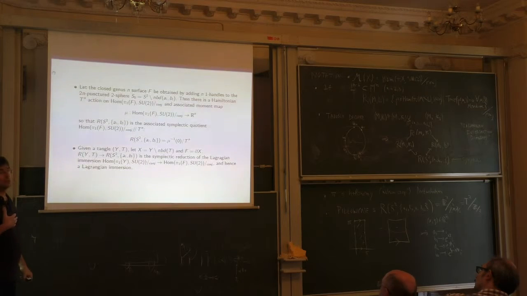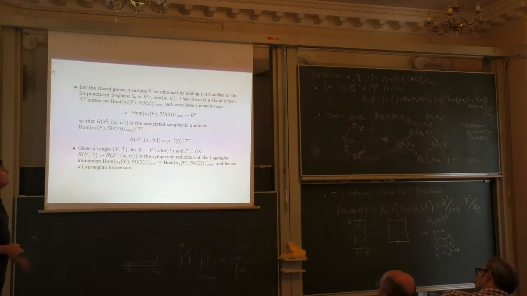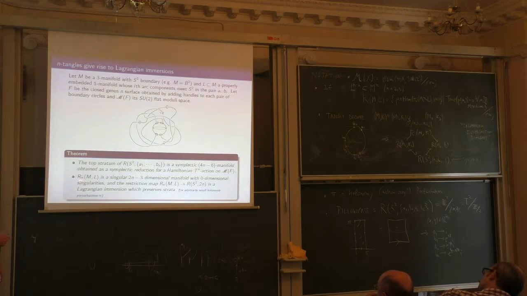But for our purpose, the more important consequence is that if you have a Lagrangian immersion in a symplectic manifold, and it's transverse to the level set of your moment map, when you symplectically reduce, you get a Lagrangian immersion in the symplectic reduction. And that's in fact why this theorem is true. The fact that this is a Lagrangian immersion comes from the fact that for manifolds with no tangles and closed boundary, it is symplectically reduced.